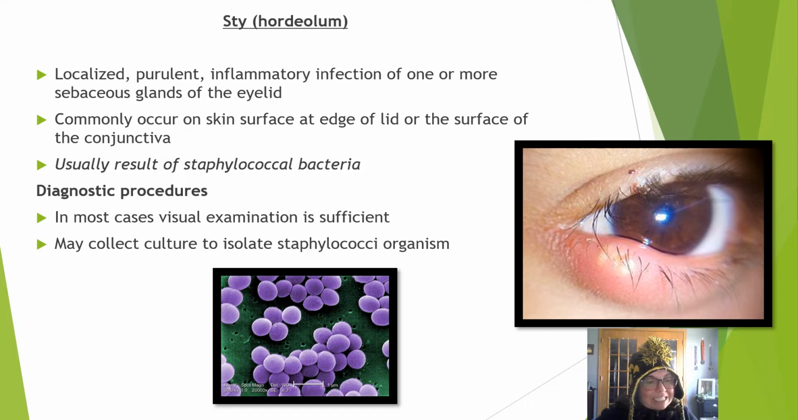All right, a little nasty. This is a sty, medically known as the hordeolum. This is a localized purulent, so purulent is pus forming, inflammation and infection of one or more sebaceous glands of the eyelid. It commonly occurs on the skin surface and at the edge of the eyelid or the surface of the conjunctiva. The culprit, staphylococcal bacteria. In most cases, visual examination is sufficient, though a collection of the discharge can be cultured to isolate the staph organism. The image below is an electron microscopic image of what staph could look like.